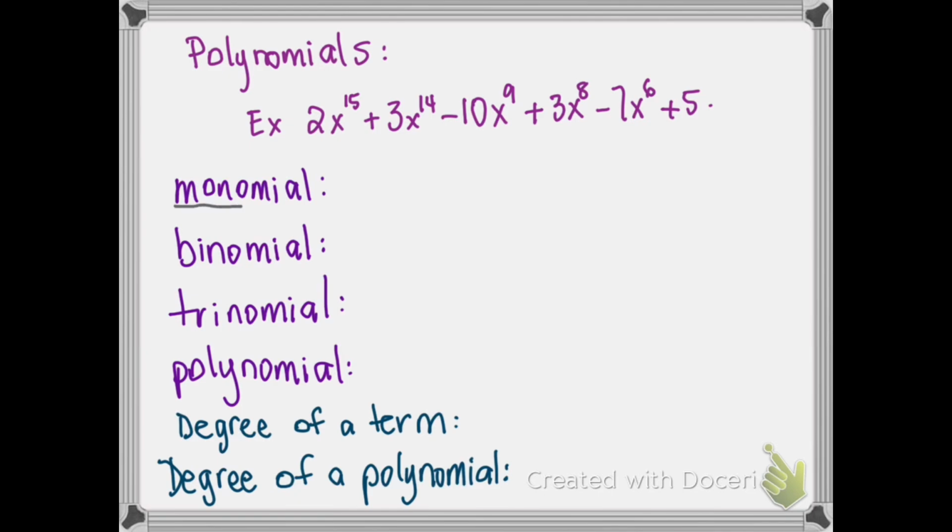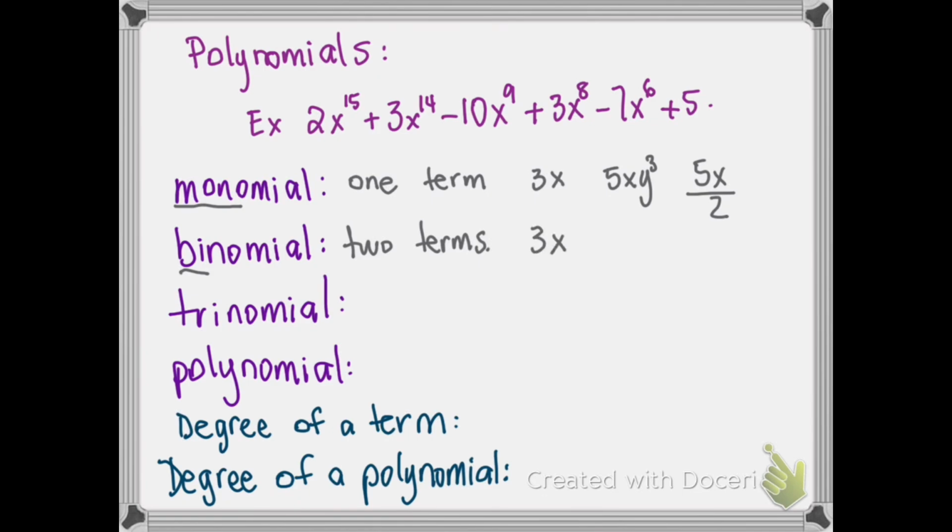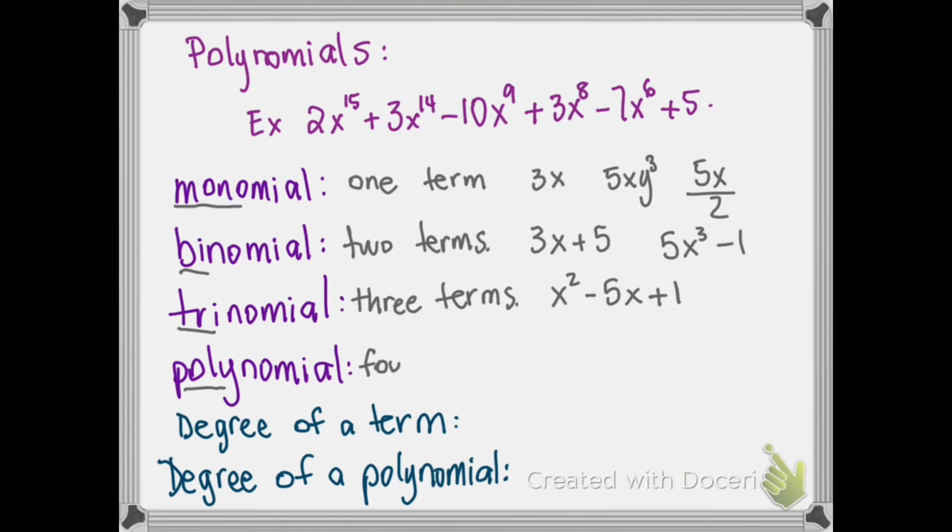First, we have the monomial. Remember, mono means one. So it's one term. And all those are examples of monomials. Then we have a binomial, which is two terms. And the terms are divided by an addition or a subtraction sign. Then we have the trinomial, and tri means 3. So we have 3 terms. Notice again how each term is separated by a plus or a minus sign. Finally, we have polynomial, and the polynomial means many, so it's for whenever we have 4 or more.